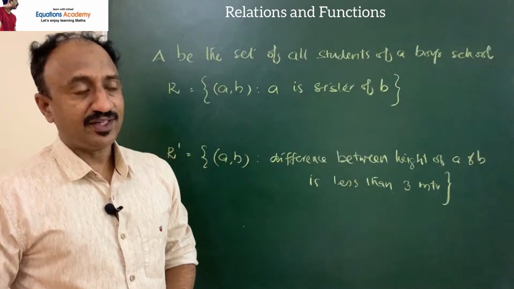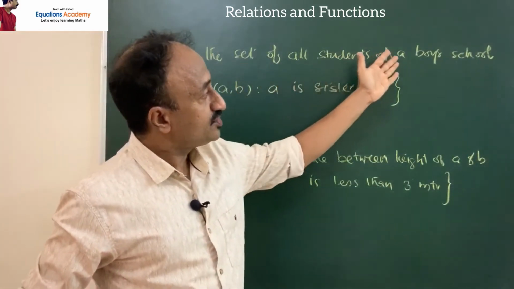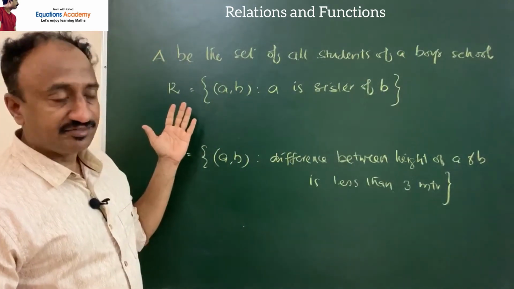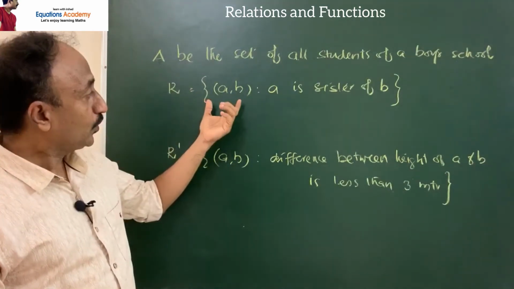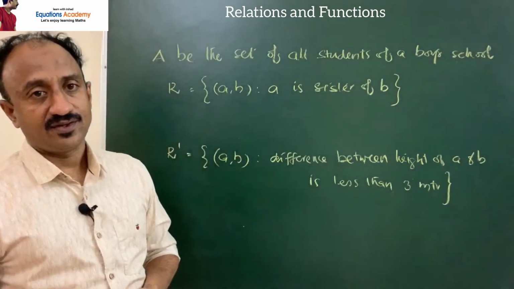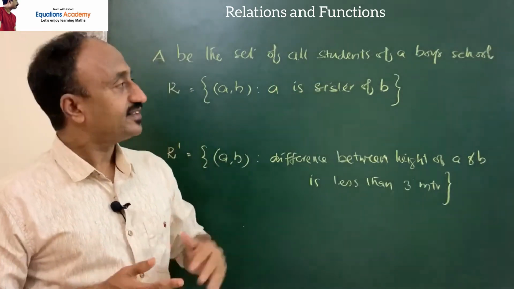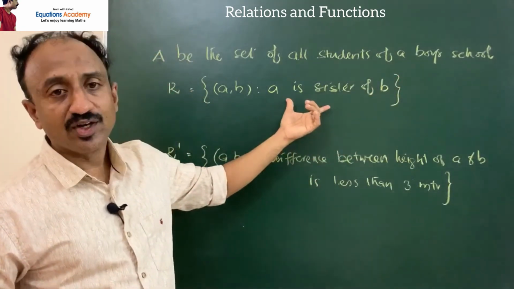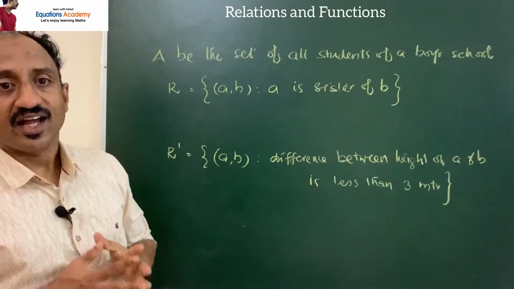Now let me explain this with an example. Let A be the set of all students of a boys' school. There is a relation defined on this set A: R equal to the set of ordered pairs (a, b) such that a is sister of b. The relation is a is sister of b. Since it is given that it is a boys' school, there will not be any sisters, there will not be any girls. So it is an empty relation.